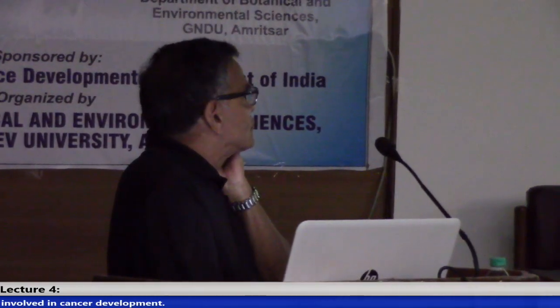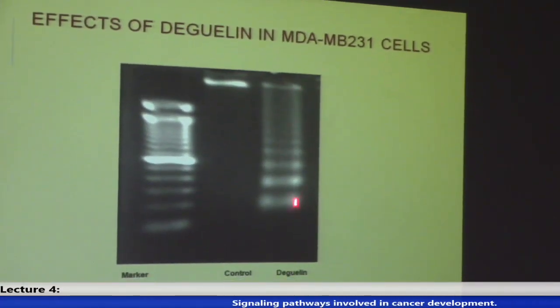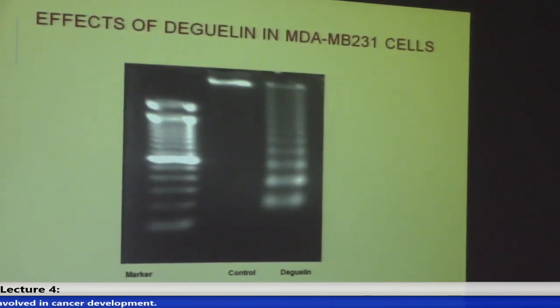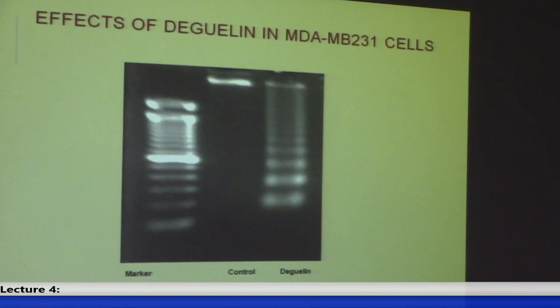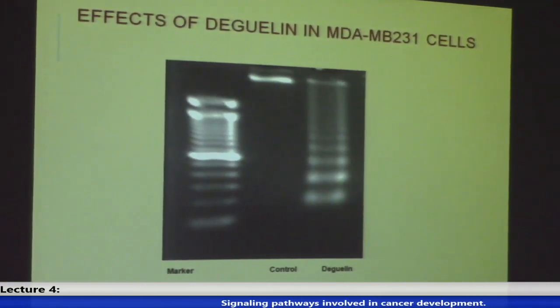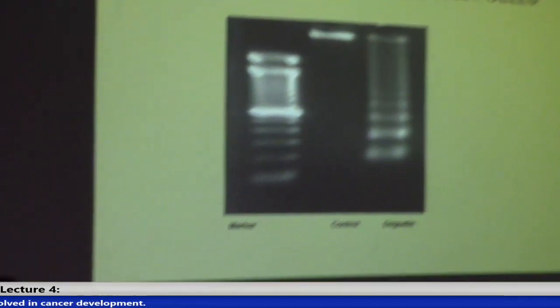Otherwise, the control has everything on the top, because it just does not migrate. But if you have something that does not induce apoptosis, you will see a smear of DNA. You won't see selective bands. So that's the process. That's a very easy process, and you use it if you want to study apoptosis.